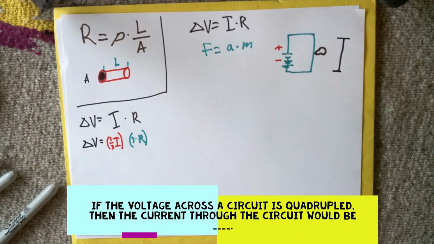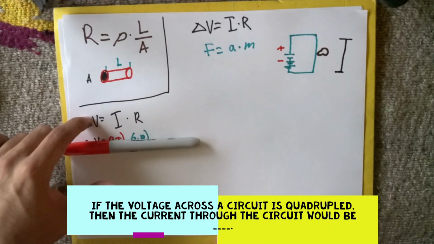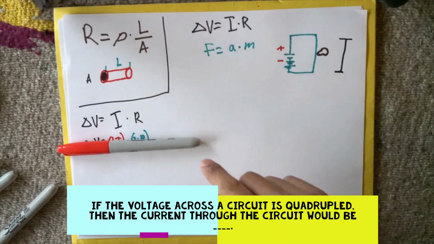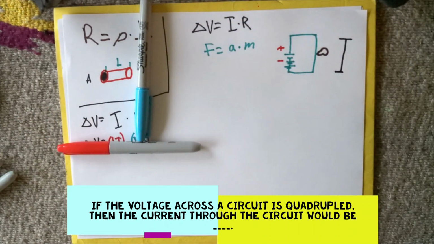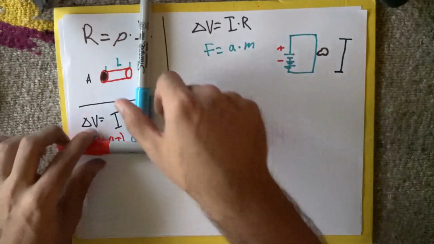I have another question asking, if the voltage across a circuit is quadrupled, then the current through the circuit would be. So now let's look at this situation again. If the voltage is quadrupled, now did I say anything about the resistance? That should stay the same. So if this stays the same, and this is quadrupled, what should happen here? Well, that should be quadrupled as well because they are directly proportional. I asked you some other questions after that.